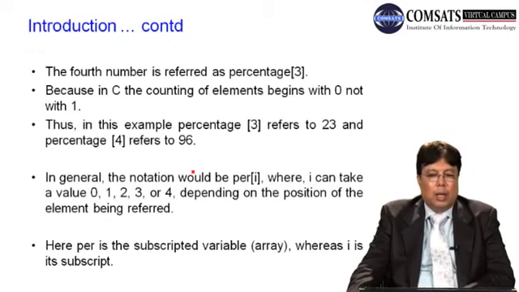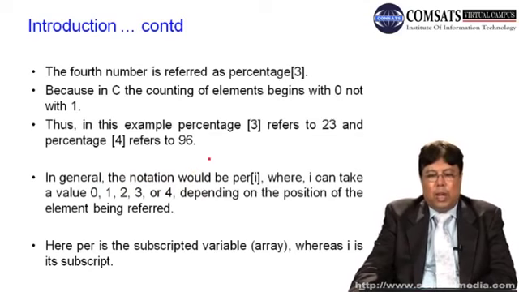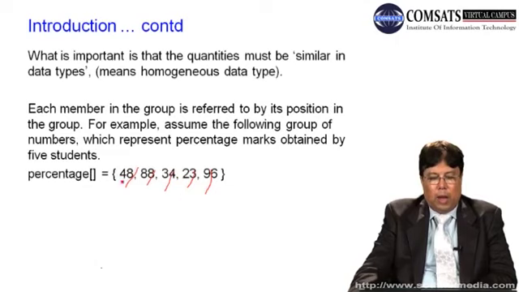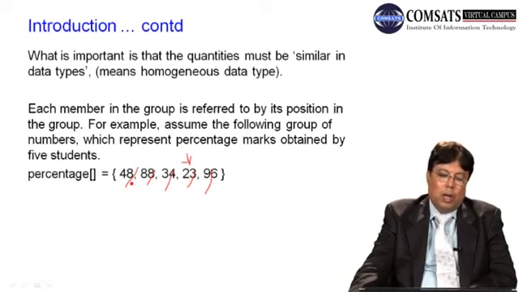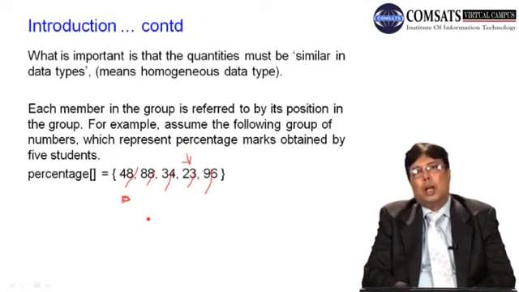Let's see. The fourth member is referred to as percentage 3. ये क्यों भाई? Fourth member 1, 2, 3, 4. This is called percentage 3. अगर ये 3 है तो फिर क्या ये 2 होगा, ये 2 है तो ये 1 है, और ये 1 है तो ये क्या होगा? ये obviously 0 होगा.